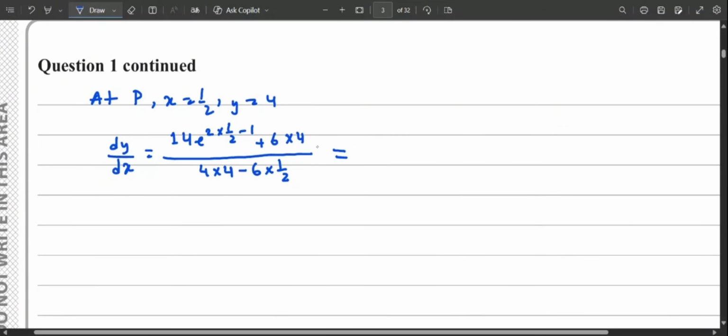So we will simplify this. We get 14 into e to the power of 0 plus 6 fours are 24, divided by 4 fours are 16 minus 6 into half is 3. So we know that e to the power of 0 is 1. So 14 plus 24 will give us 38 divided by 13. And this is our gradient at point P.